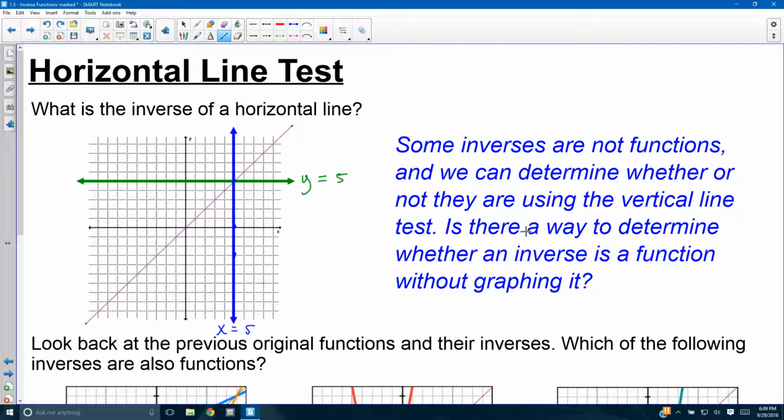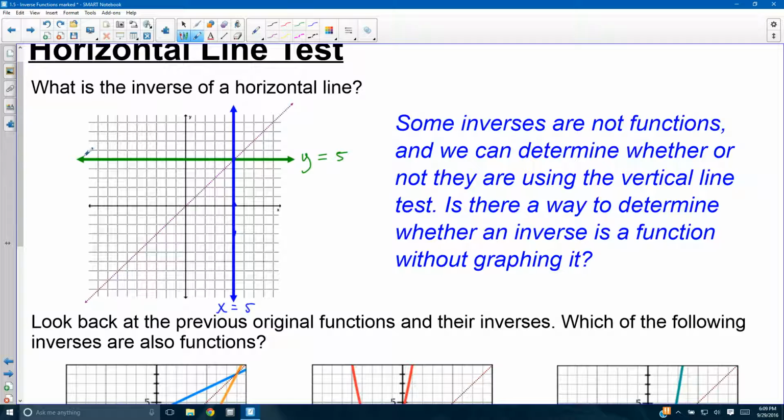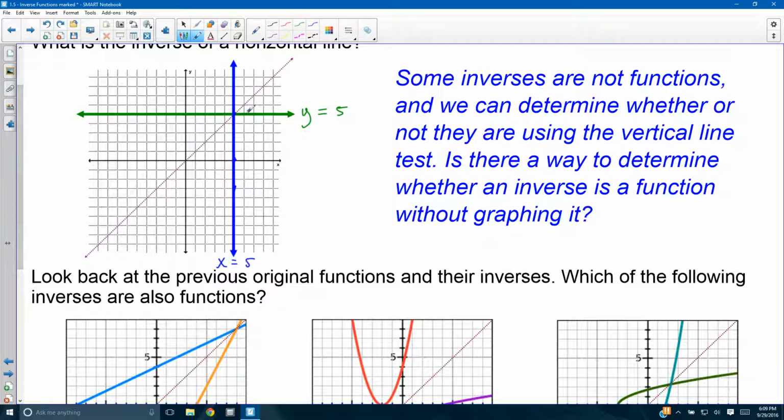Is there a way to determine whether an inverse is a function without graphing it? And I don't mean without graphing the original function. I mean without graphing the inverse function. There is, and it does have to do with this horizontal line test here. If you consider the fact that the inverse of a horizontal line is a vertical line, and if you consider the fact that we use vertical lines to determine whether functions fail their own vertical line test, then do you think that we can do something with horizontal lines here and their inverses, and a regular function?